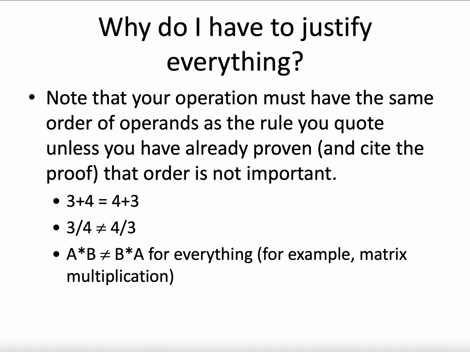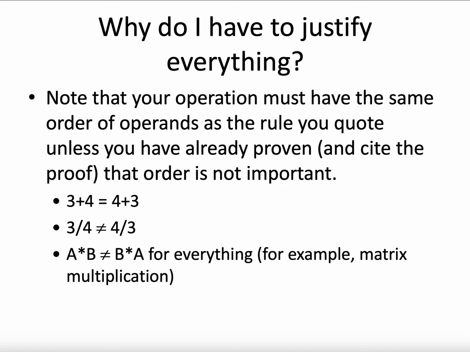So why do you have to justify everything? Again, you have to justify everything because your operation must have the same order of operands as the rule you quote, unless you've already proved it and then the order doesn't matter. So 3 plus 4 is equal to 4 plus 3. This is proved. 3 times 4 is not equal to 4 times 3? This is also proved because these are integers. We actually know the math behind it.